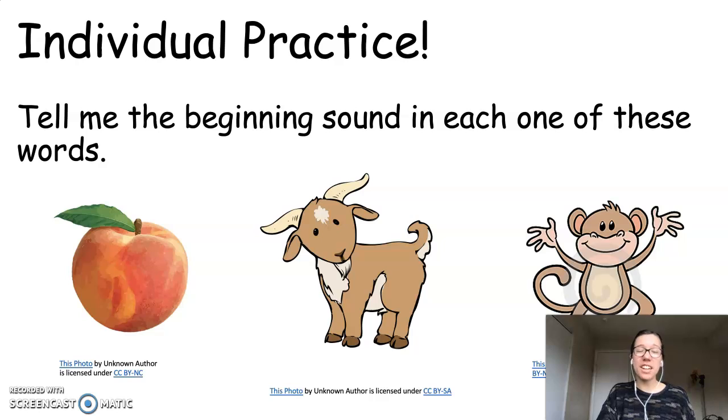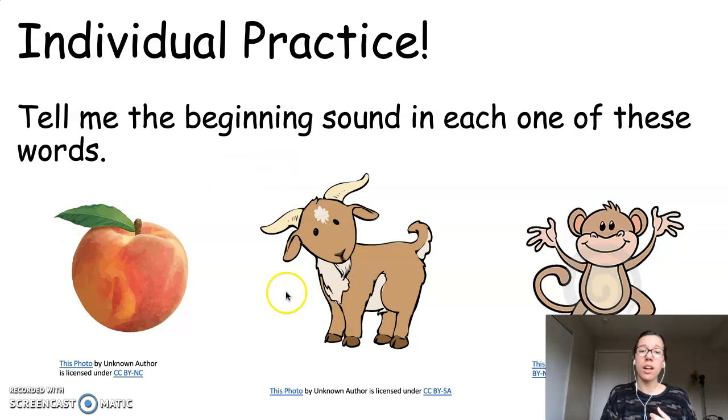All right, friends, so for your individual practice today, I've given you 3 pictures here. I want you to try to decide what the beginning sound is in each one of these words, and then if you know it, figure out what letter makes that sound. So here we have a picture of a peach. Peach. We also have a picture of a goat. Goat. And we have a picture of a monkey. Monkey.